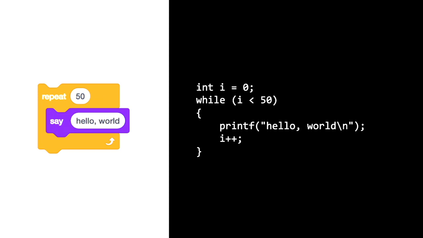So even though this is way more annoying to implement than in Scratch, where MIT just gives you what you want, in C, we have all of the building blocks now with variables and with loops to implement the notion of repeating some finite number of times.